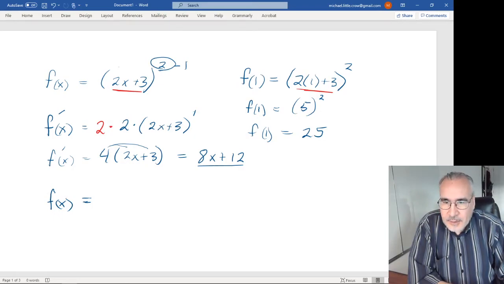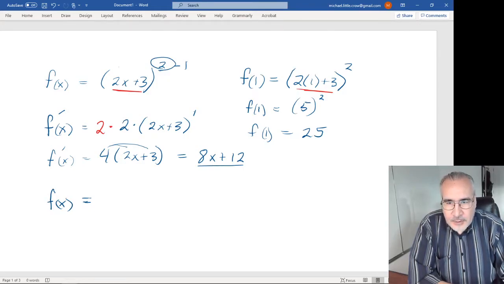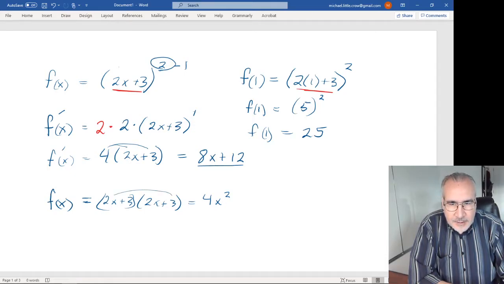So let's do this. Before we take the derivative, we're going to FOIL it out. This is 2x plus 3, squared. So we FOIL. We get 4x squared. We're going to get 2x times 3, that's going to give us 6x. Here's another 6x, so that gives us 12x. And then the last is going to give us plus 9.